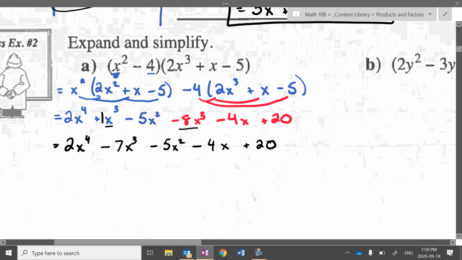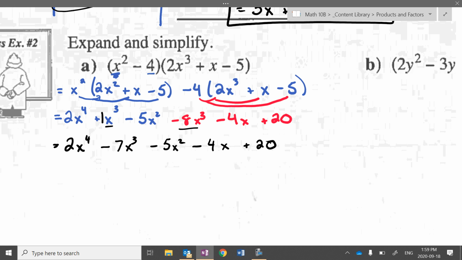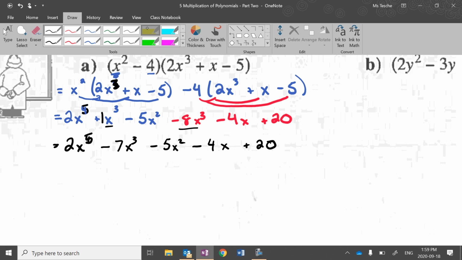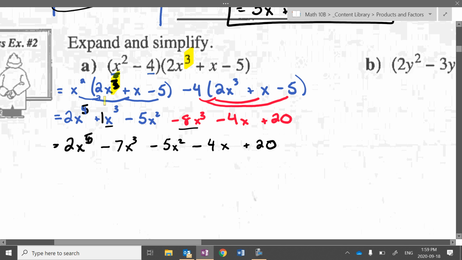Did I make a mistake? Yeah, it's not 4x. It's not 2x to the power of 4, it's 2x to the power of 5, because it's the original equation that has 2x cubed. Oh, it's a cube and I wrote a square. Thank you. This should be a 3. I rewrote it wrong. And then this is a 5, and this is a 5. Thank you, Matt. Do you guys see what I did there?